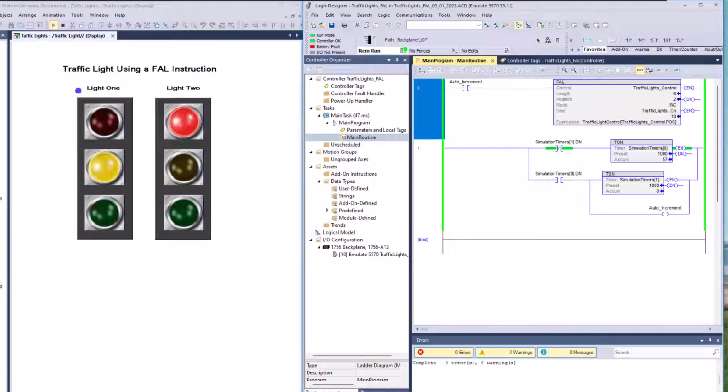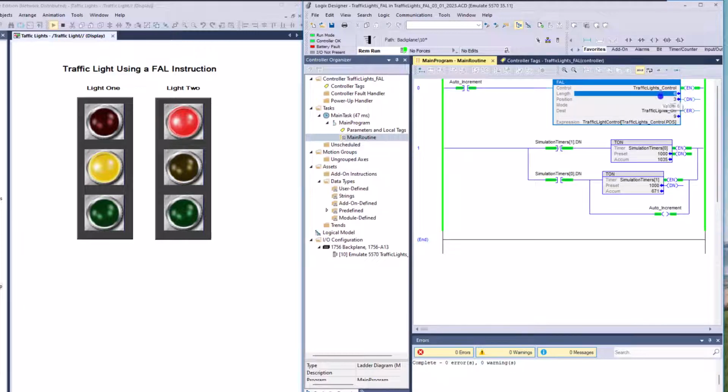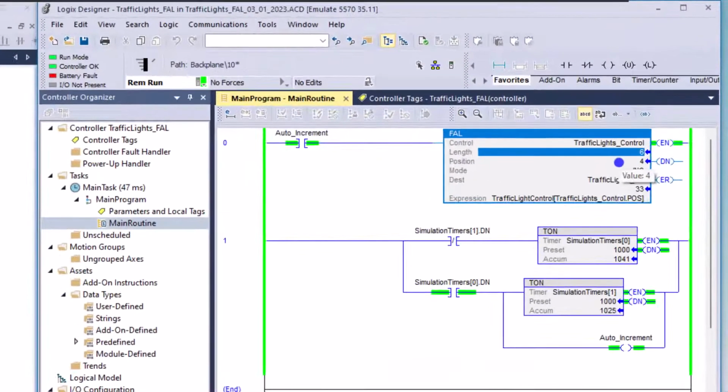So what we're doing, if you notice over here on light one, and I have it running, you can see that as the lights change, they're going to stay red and then it's going to go green. So it gives that pause like it naturally would in real life. Now, we didn't change much of the ladder logic itself. What we changed is the dimensions, the length of what we're doing for the FAL instruction.